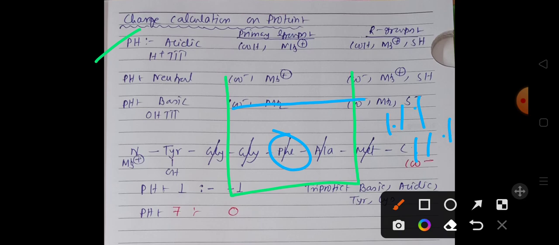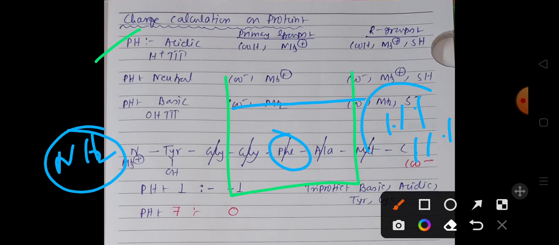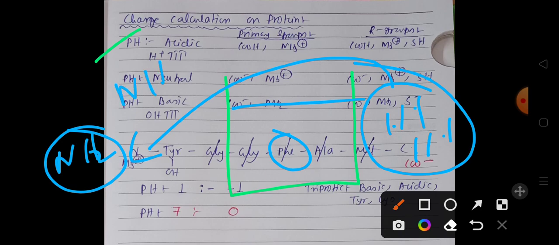If your protein is in an acidic environment, make sure the environment of the protein is enriched with H+. And remember NH2, which is present as a basic structure of amino acid, as well as in the R groups in case of basic amino acid. So in presence of too much H+, this NH2 will be protonated. That means it will be converted into NH3+.